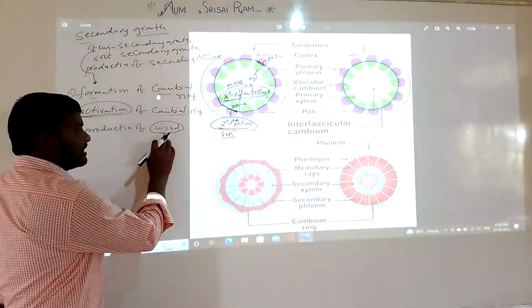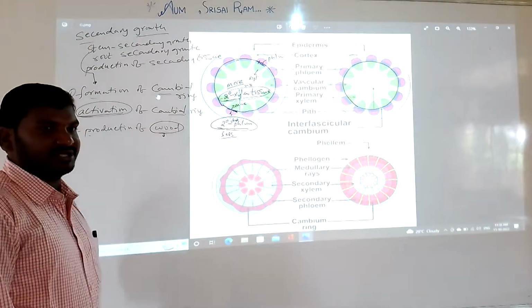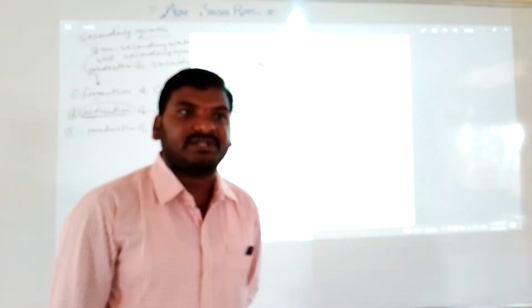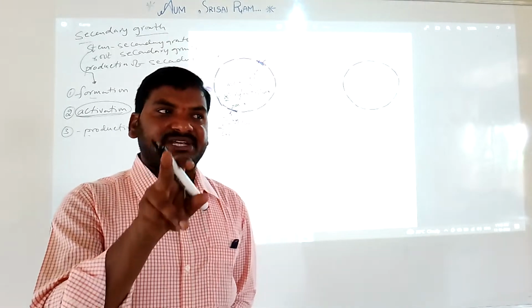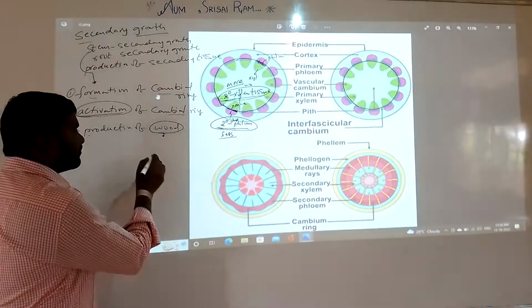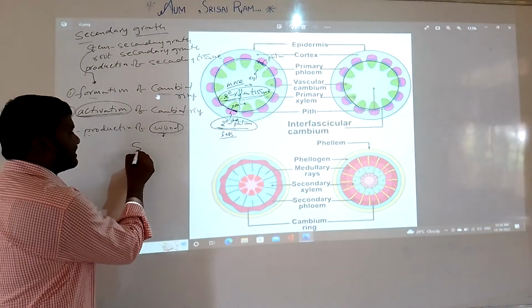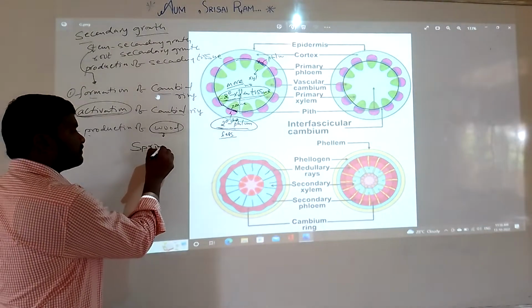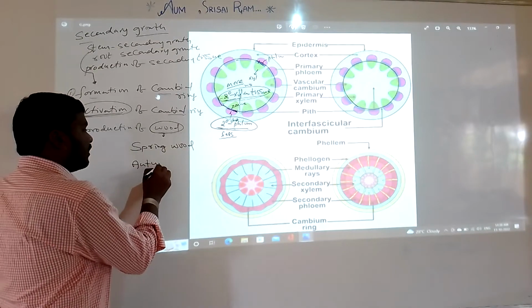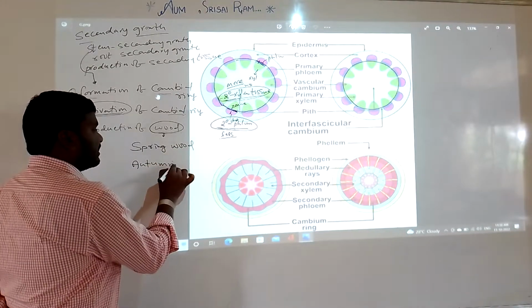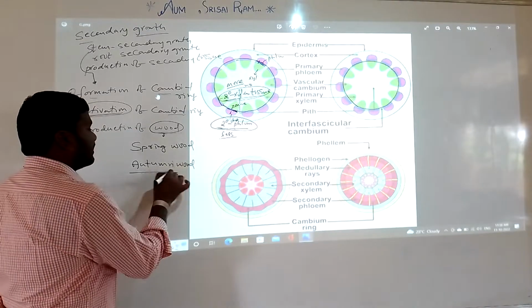Generally two types of woods are produced. How many types of woods are produced? Two types. Interesting information for you: the wood is of two types in the plant. That is, spring wood and autumn wood.